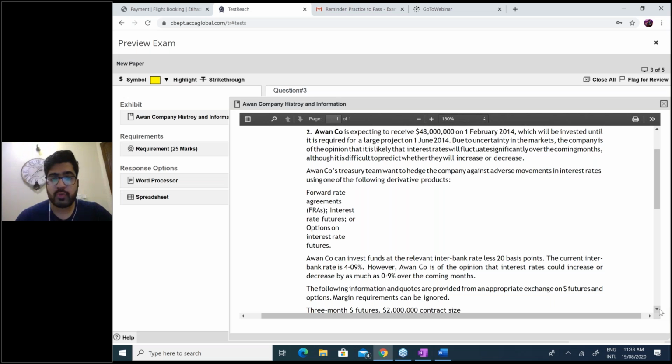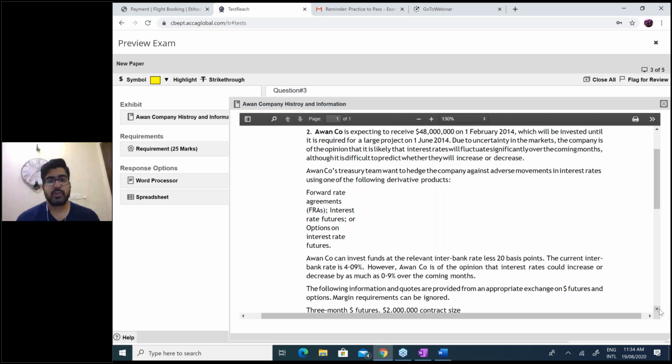See the case carefully. Awan company is expecting to receive $48 million on 1st February 2014, which will be invested until required for a large project on 1st June 14. Due to uncertainty in the markets, interest rates will fluctuate significantly over the coming months, although it is difficult to predict whether they will increase or decrease.